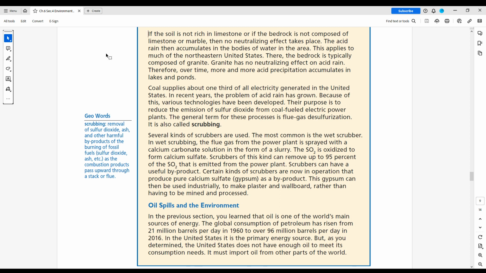If the soil is not rich in limestone, or if the bedrock is not composed of limestone or marble, then no neutralizing effect takes place. The acid rain then accumulates in the bodies of water in the area. This applies to much of the northeastern United States. There, the bedrock is typically composed of granite. Granite has no neutralizing effect on acid rain. Therefore, over time, more and more acid precipitation accumulates in lakes and ponds.